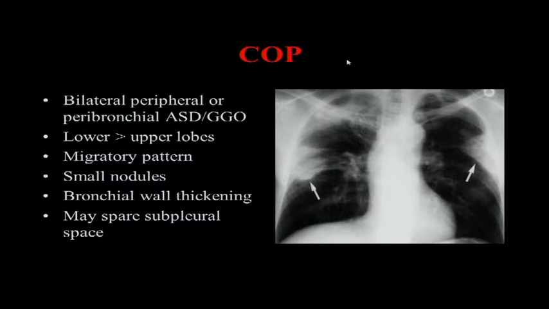What is the atoll sign, Bhavna? I think it's lucency surrounded by consolidation. Correct? Lucency surrounded by consolidation. An atoll is like an island, right? So the atoll sign: if they show you that, they're literally giving you the answer. When seen, bilateral, peripheral, peribronchovascular ground glass opacities affect the lower lobes more than the upper lobes, and may have migratory patterns. So this is a differential diagnosis of fleeting pulmonary opacities.